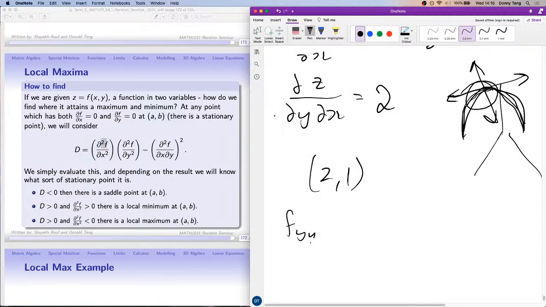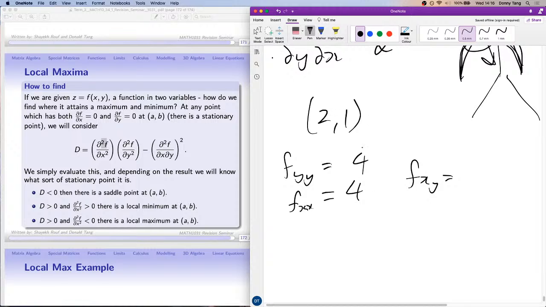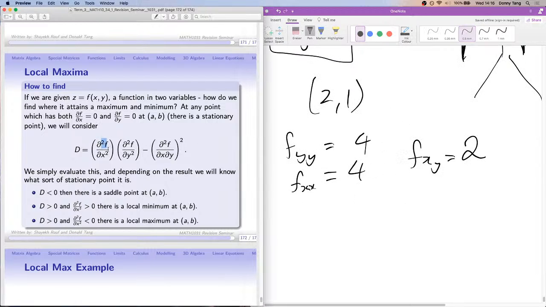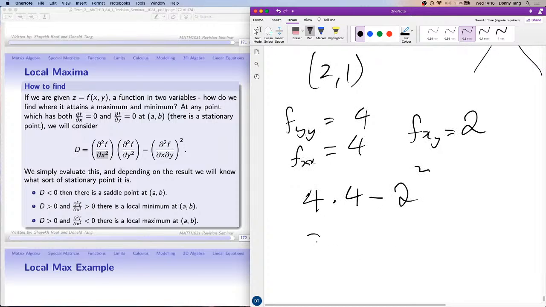This is fyy. This means 2 times the derivative of y. It's going to be 4. fxx is also going to be 4, and as we can see from here, fxy, just shorthand, is going to be equal to 2. And then we're going to plug them in. So this is going to be 4 times 4 minus 2 squared, and that's going to be 12. 16 minus 4, yeah, that's 12.